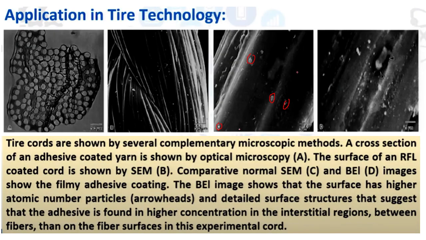And detailed surface structure suggests that adhesive is found in higher concentration in the interstitial region between the fibers than the fiber on the surface of this experimental cord. So in between, if you probe further, there is much more presence of these particles compared to the surface of the cord.